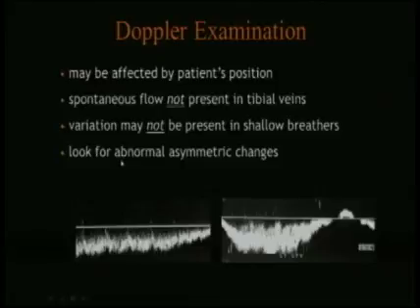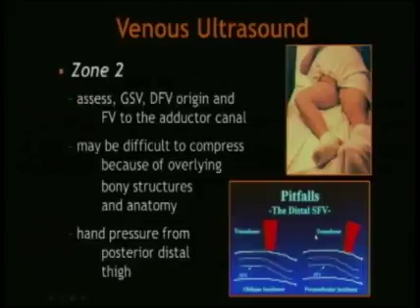The bottom line when doing evaluation of the waveforms right versus left is to look for asymmetric changes. So a waveform like this that you see on the left, contralateral to the normal waveform that we see here on the right, should clue you into the possibility that there are issues going on above the level of your transducer.